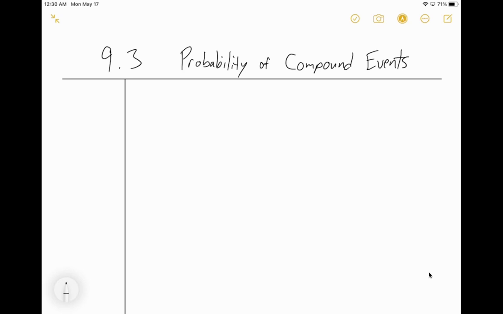All right, so today's lesson is on 9.3, probability of compound events. So far, what we've done is a lot of simple events. So now we're going to move on to the compound events. So let's go ahead and define this. First of all, we're going to define what is a compound event.